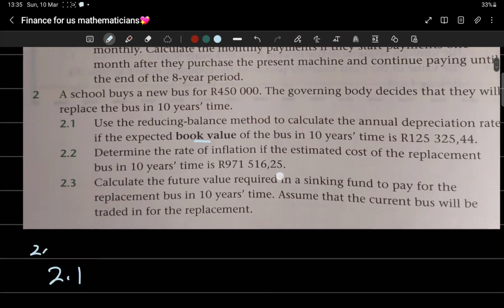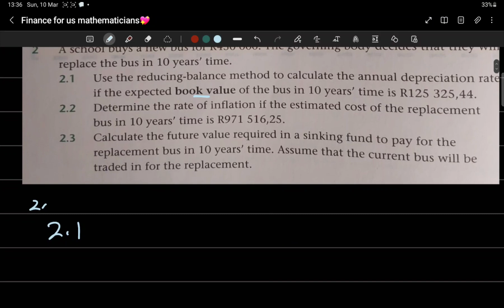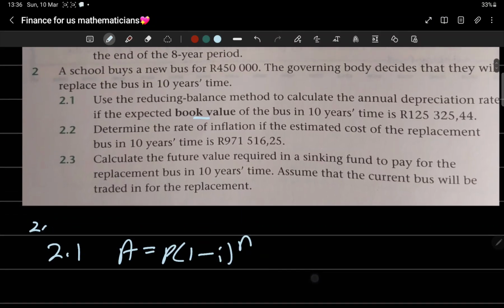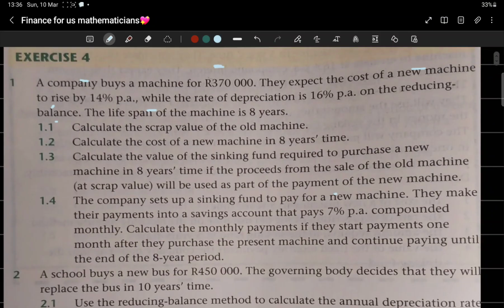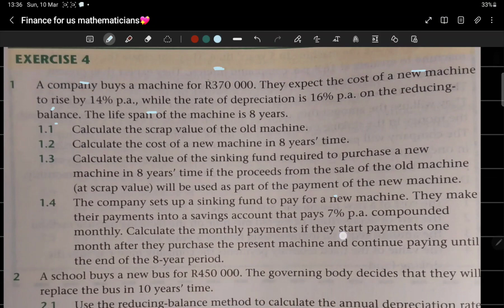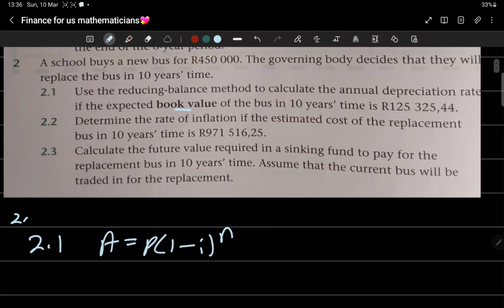Exercise 4, number 2. A school buys a new bus for 450k. The governing body decides that they will replace the bus in 10 years' time. Use the reducing balance formula. It's the same one we used in 1.1. And then the annual depreciation, the expected book value. The book value is the same thing as the scrap value actually. It is the value of this bus after a certain period, in 10 years' time.